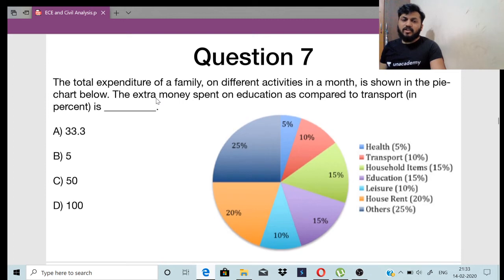The total expenditure of a family on different activities in a month is shown in the pie chart below. The extra money spent on education as compared to transport, in percentage. Simple question. Just substitute the percentage, you get the answer.